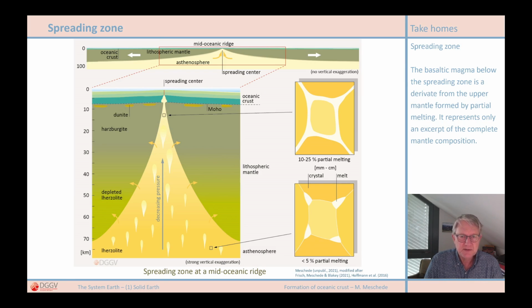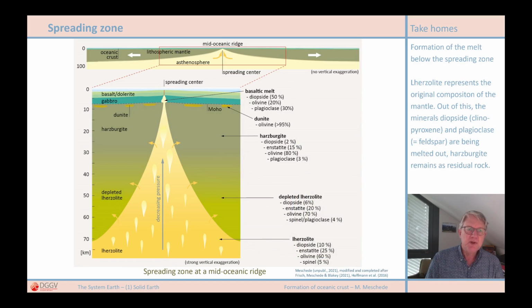What remains, I mean the solid part, then forms the lithospheric mantle directly below the spreading center and therefore directly below the Moho. This is the boundary between crust and mantle, which is called the Mohorovičić discontinuity after the Serbian geophysicist Andrija Mohorovičić. It is actually called in its short form Moho.